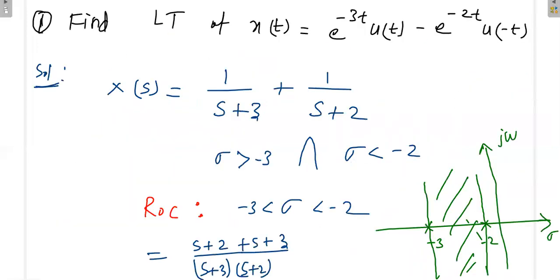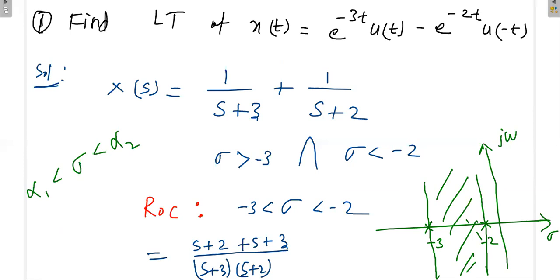Now we have discussed very clearly: whenever a problem is given like this, what would be the answer, and what would be the ROC for that answer. The x of t is different, but the x of s is the same for all the problems, with a different ROC. In general, this is a two-sided signal because the first one is going towards the right and the second one towards the left. The ROC of a two-sided signal will always be like this, in between some values.